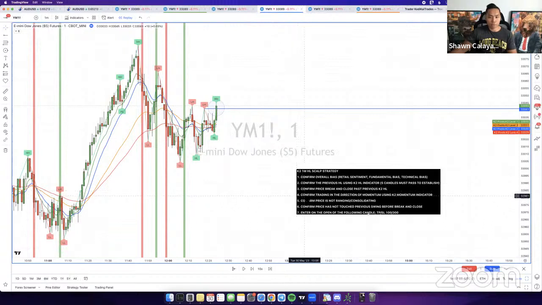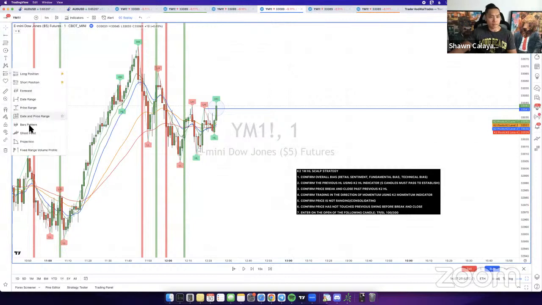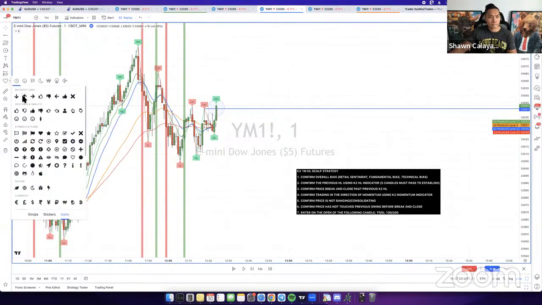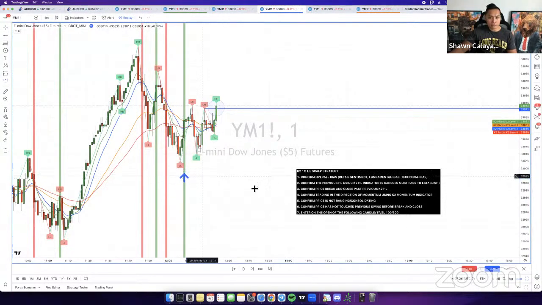For step 4, you want to confirm that you're trading in the direction of momentum. In order to do that, you want to look back at the most recent momentum signal. Looking back right here, you can see the most recent momentum signal is a buy signal. So with that said, we have steps 1, 2, 3, and 4 met.